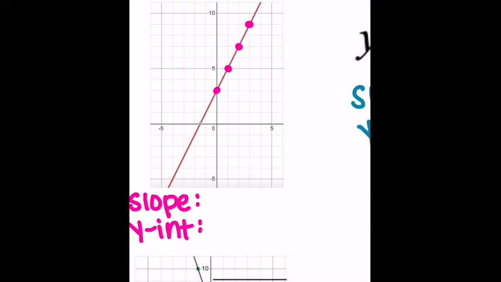So I could pick any 2 of these. Just to make things easy, I'm going to pick this one and this one. So I'm going to erase these other 2 because I don't necessarily need them. I just need 2 points. Now what I'm going to do is count up or down from one point to the other. So I'm looking for my rise over run. Rise means how many did I go up or down. Run means how many did I go left or right.